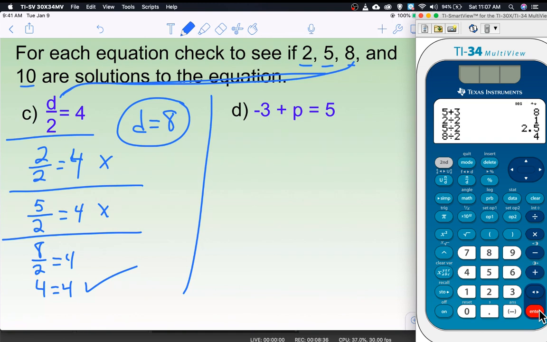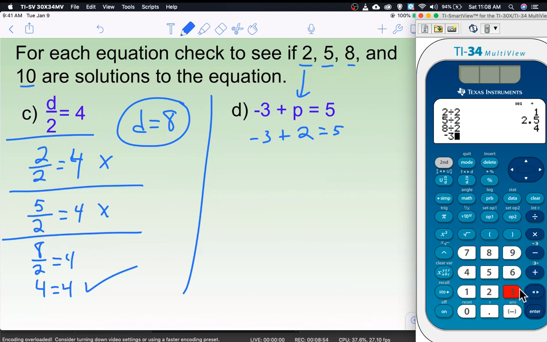Letter D. If you start plugging in your values here, -3 plus 2, I'm plugging 2 in for the variable, equals 5? No. On this calculator, this is your negative button. So -3 plus 2 equals -1. -1 is not the same thing as 5. That does not work.